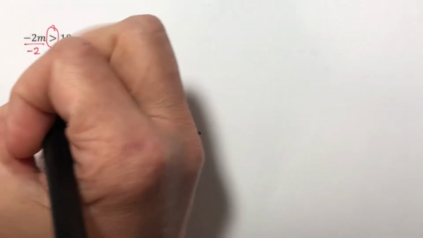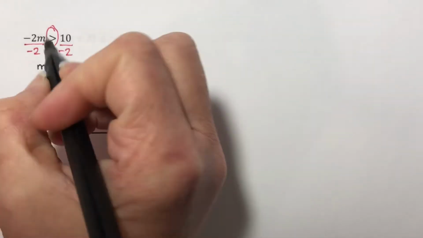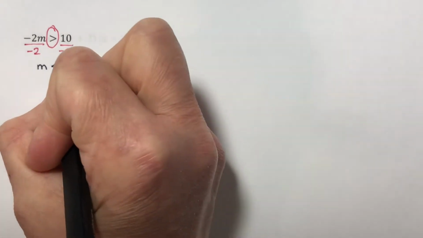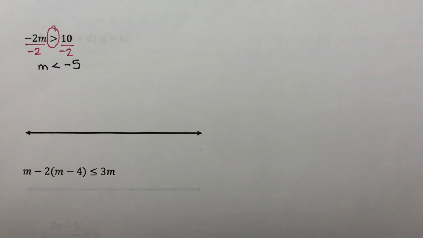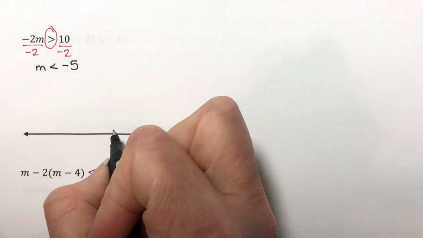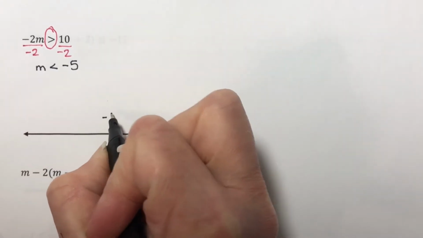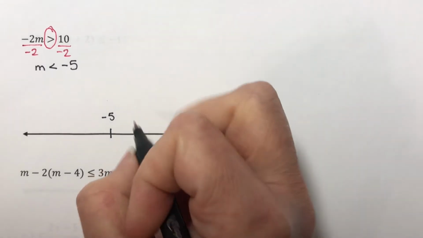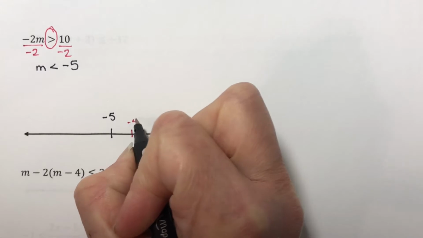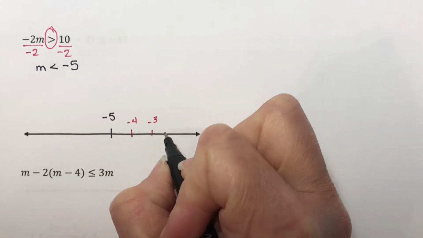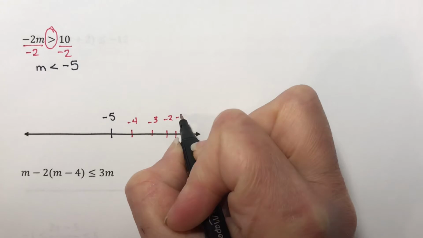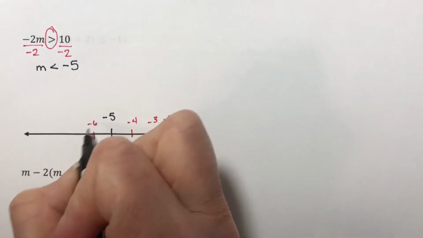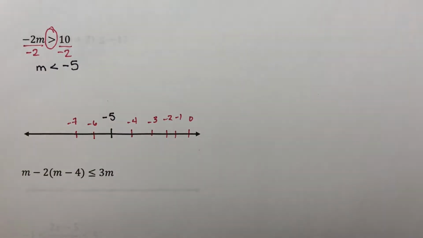Negative 2 divided by negative 2 is positive 1, so that's m. Flip that around, it's less than. 10 divided by negative 2 is negative 5. Okay, remember doing the graph is easier than doing the interval notation, so I'm going to put negative 5 on my graph. Now, what numbers are to the right? These are our bigger numbers. So negative 4, negative 3, negative 2, negative 1, and these are obviously not evenly spaced, 0. And these go smaller, negative 6, negative 7, and so on.